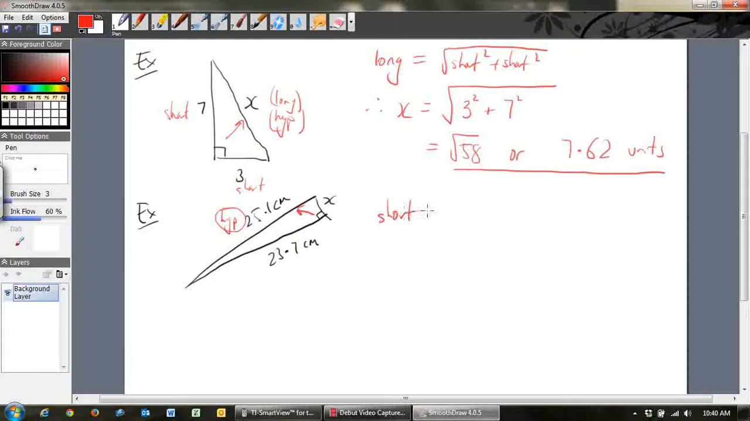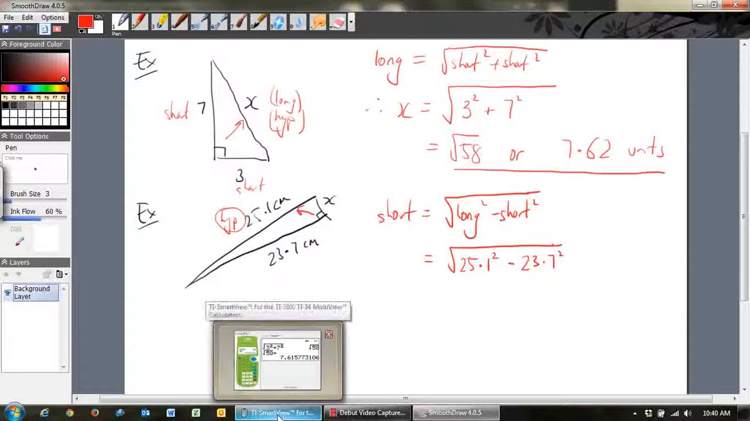So we're trying to find one of the short sides, and remember that the short side is equal to the square root, and it must be in this order: the long squared minus the short squared. If you do it in the wrong order, you'll get an undefined result, because short minus long will be a negative number. So this is equal to the long side, 25.1, squared, minus the short side, 23.7, squared.